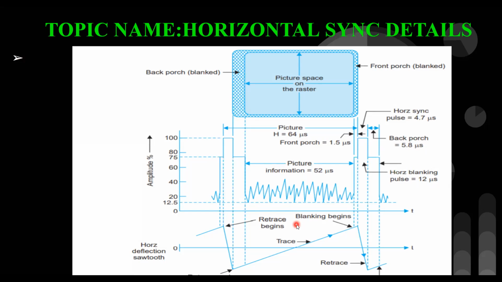So the back porch. This is the period of 5.8 microseconds at the blanking level, which allows plenty of time for the line flyback to be completed. It also permits time for the horizontal time-base circuit.